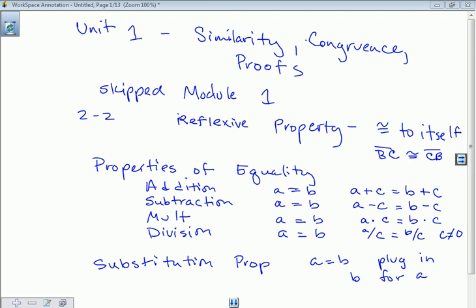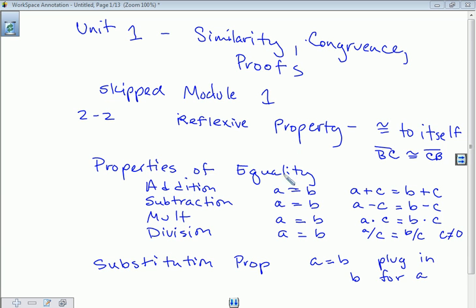All right, so the reflexive property says that a segment is congruent to itself, or an angle is congruent to itself. We use that when we need it in a proof to show similarity or congruence. So we might have to say that segment BC is congruent to segment CB. They're the same thing, so it's congruent to itself. That may have been one of the statements in our proof, and if this was the statement, then our reason was reflexive property. Do you guys remember that?